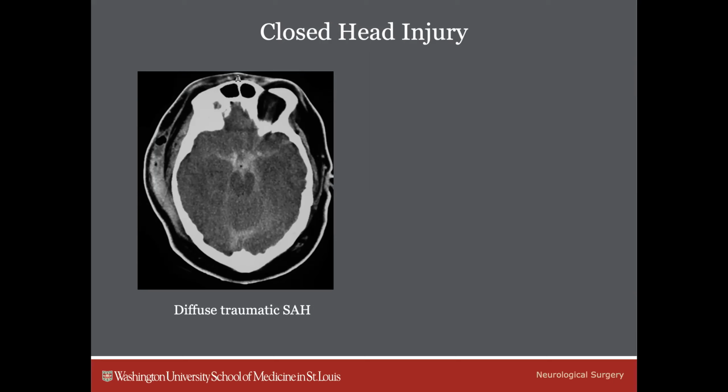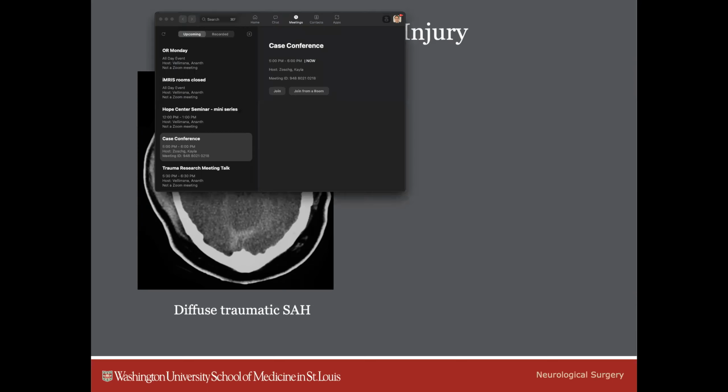Typically, what we see is blood in a couple of sulci after somebody hits their head. This amount of blood, usually when we see this, it's secondary to an aneurysm rupture, but it can also occur in severe TBI.